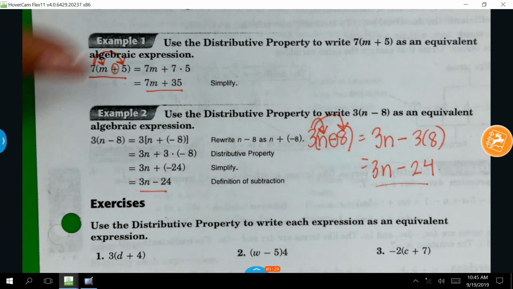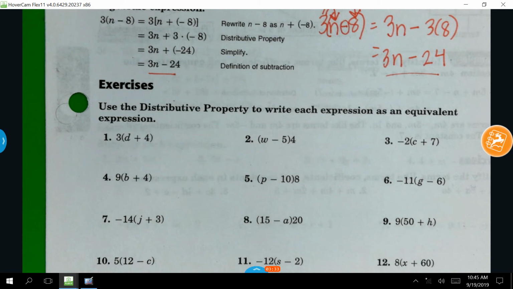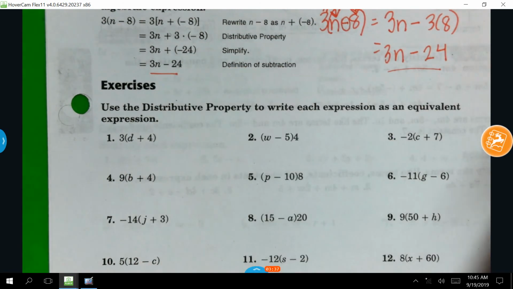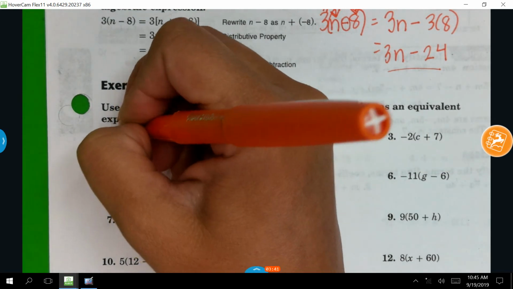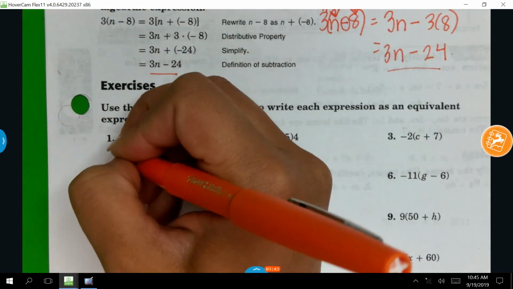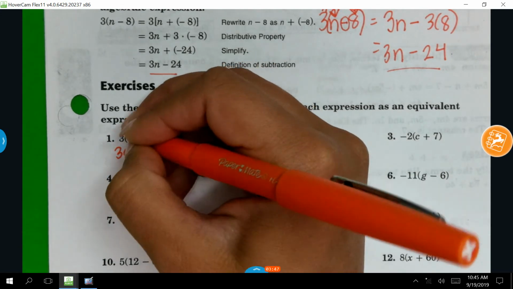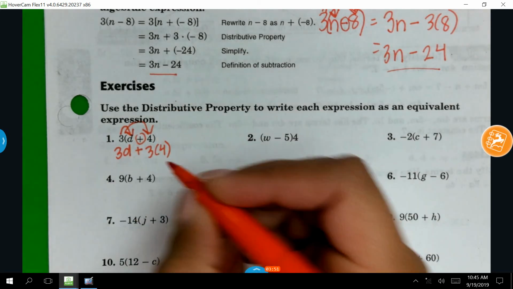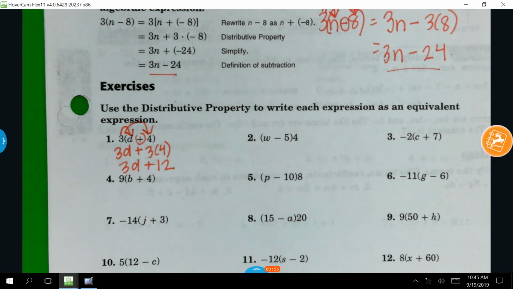Alright, so number 1. I got 3 times d plus 4. So what does that mean? What am I distributing? Charlie? Good. It becomes 3d plus 3 times 4, which is actually what? 12. So it becomes 3d plus 12.